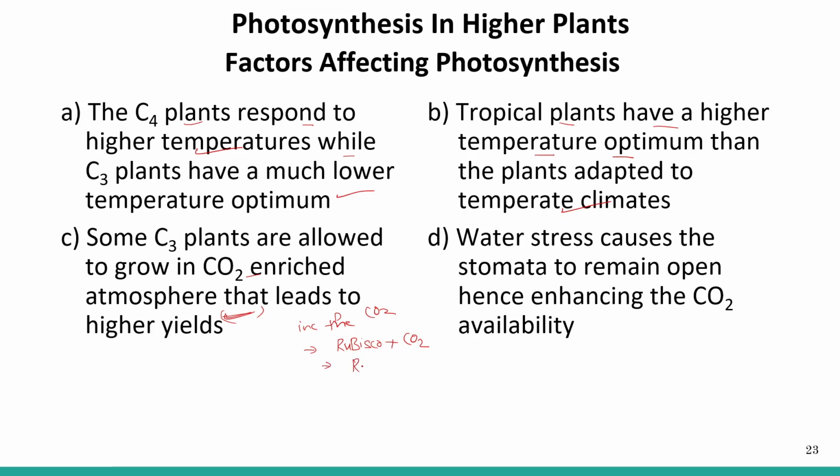Or you can say RuBP can combine with carbon dioxide to form what? To form two molecules of 3-phosphoglycerate or 3-phosphoglyceric acid. The photosynthetic yield should be higher.